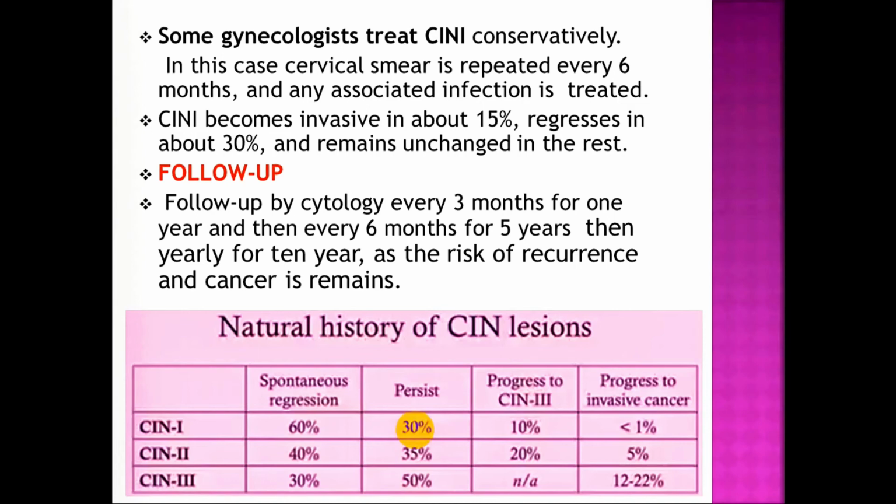Look, this is the natural history of SIN lesion. SIN 1: 60% spontaneous regression, 30% persist, 10% progress to SIN 3, and less than 1% progress to invasive cancer. Okay?